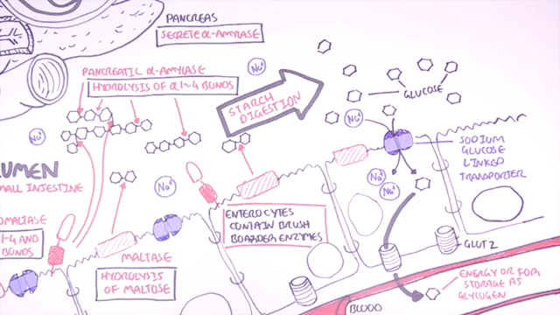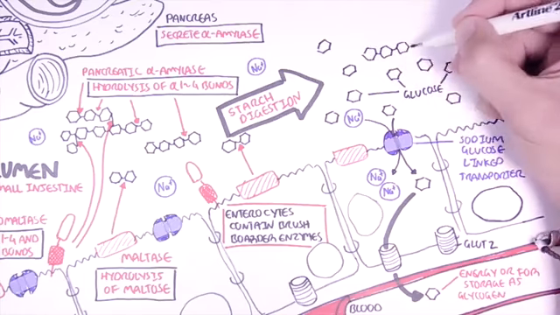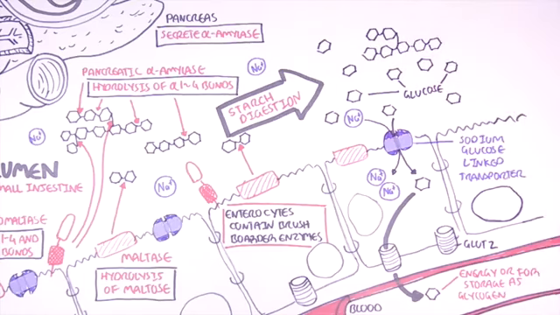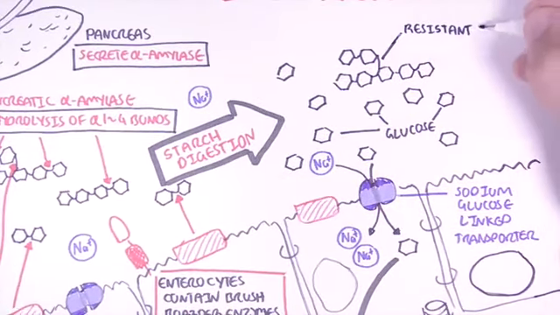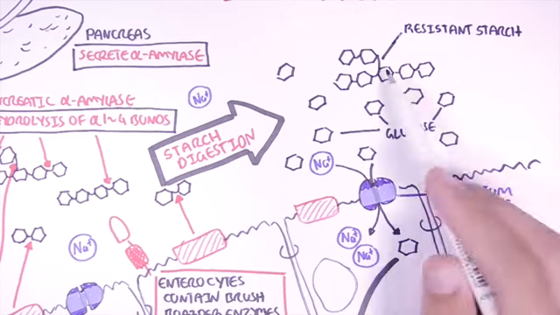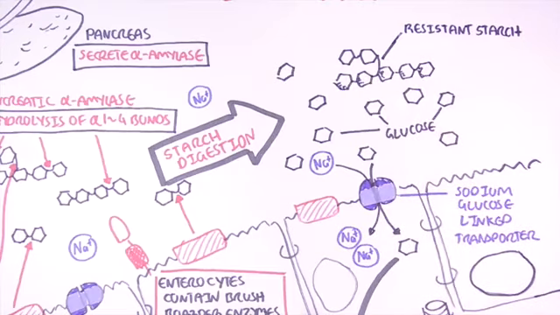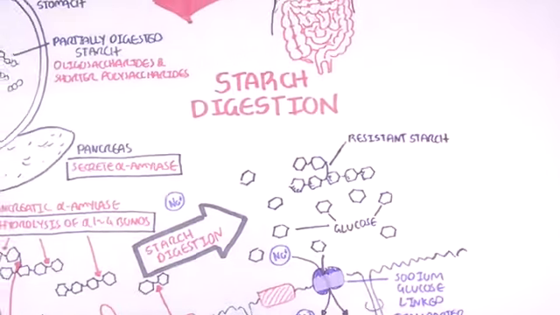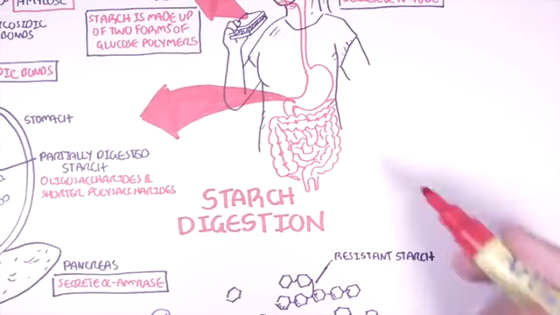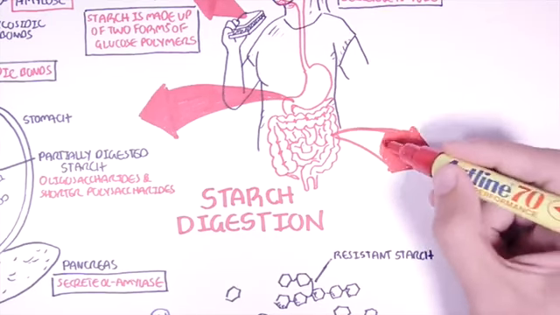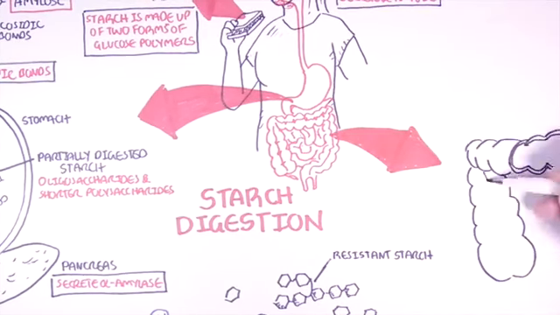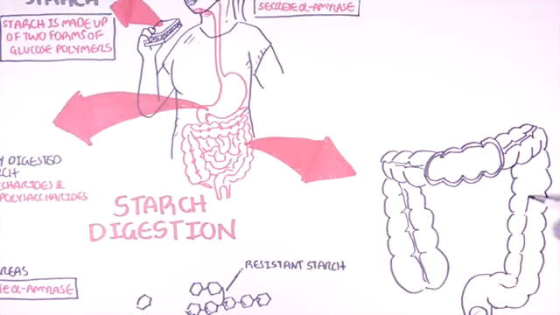However, not all portions of starch are digested in the small intestine. The portion of starch that resists digestion in the small intestine is known as resistant starch. And this fraction of starch will essentially reach the colon. So what happens to this resistant starch when it reaches the colon? So here we're just zooming into the colon. The colon is also known as the large intestine.